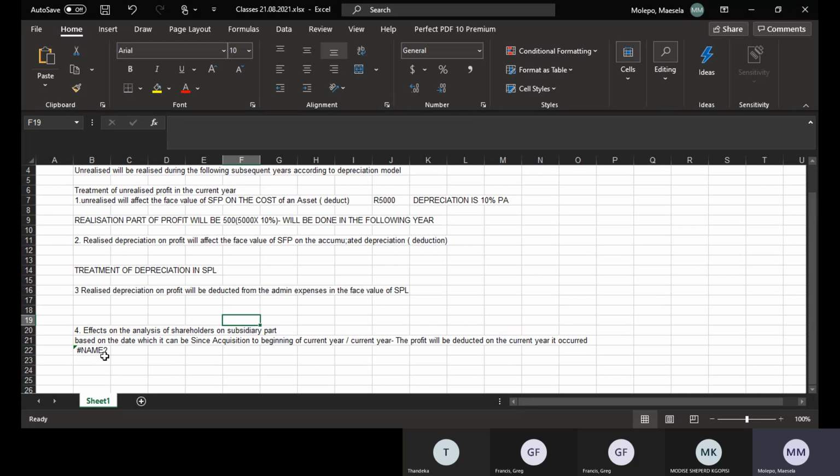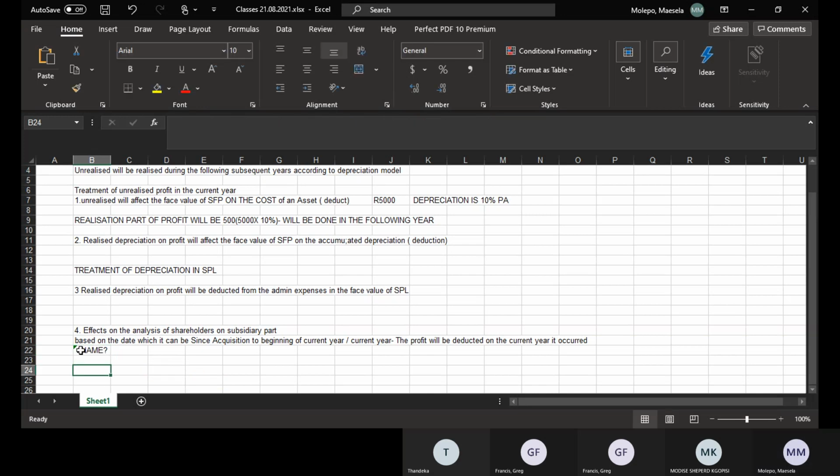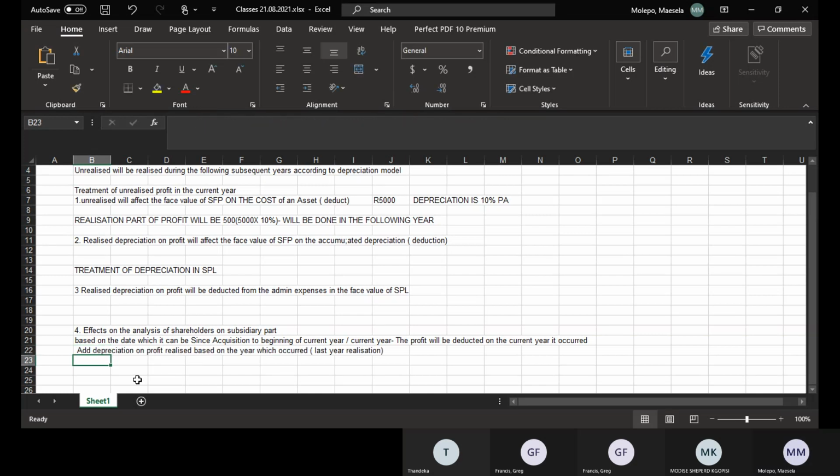Then let's see our example on page 137. No, not 187. Should be 144.